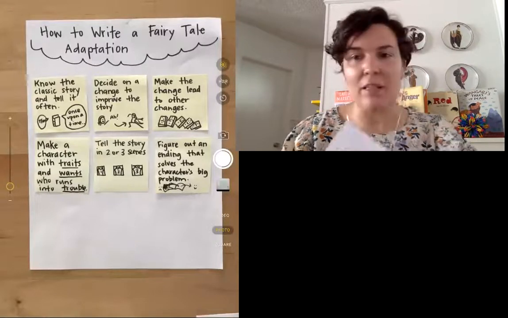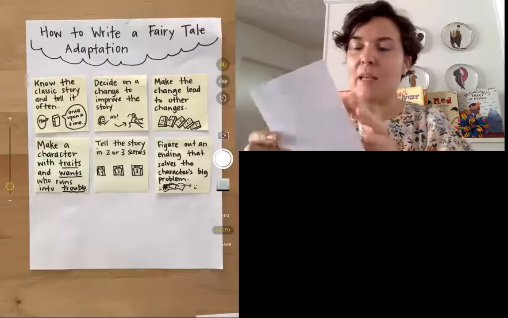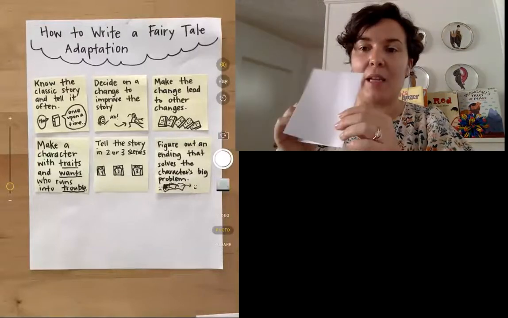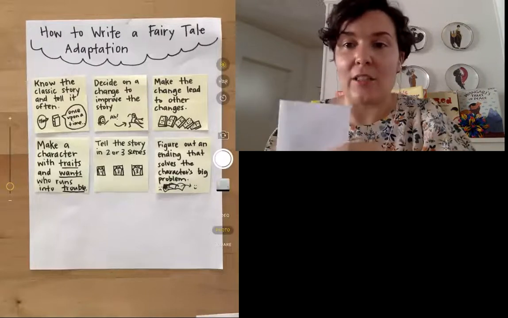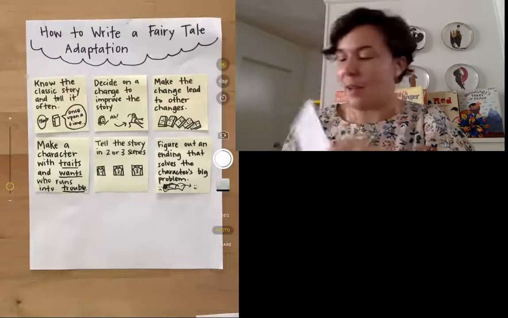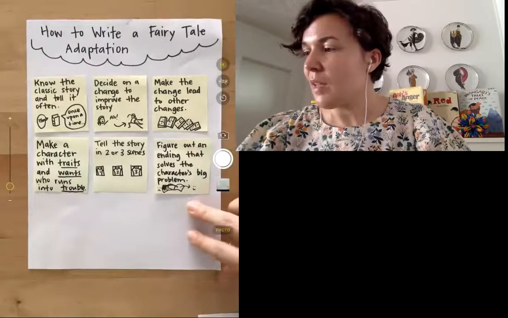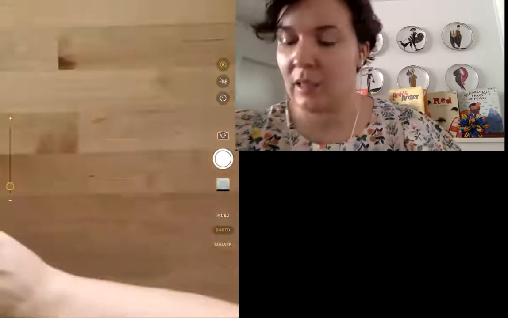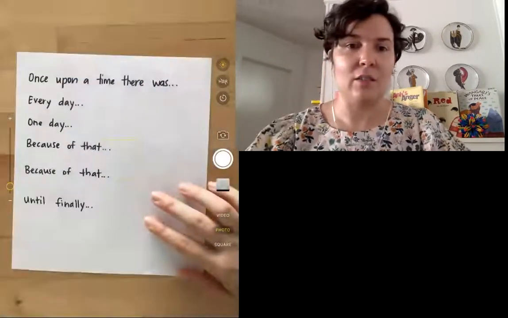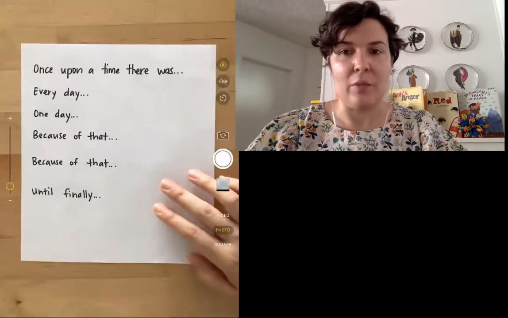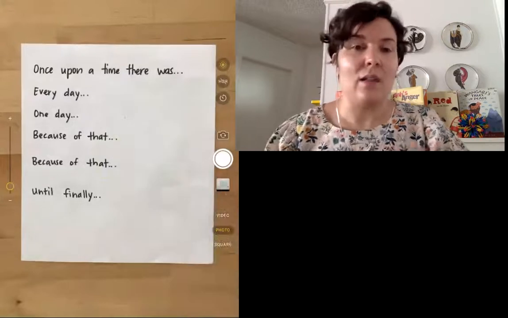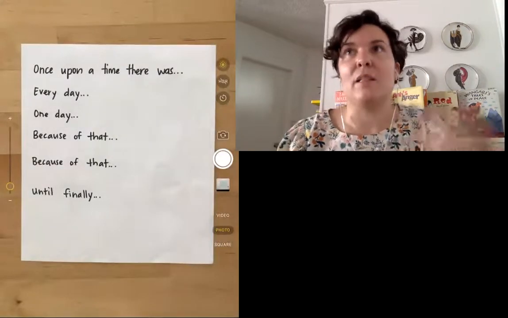And one of the ways you might do some rehearsal is actually by making a little 4-page booklet to help you write your story in the air, touching each page. That's one option, and that's the option I'm going to show. Another thing that I find helpful is having some sentence starters to help me think about how my story is going to go. Okay. So a character with traits and wants who runs into trouble.